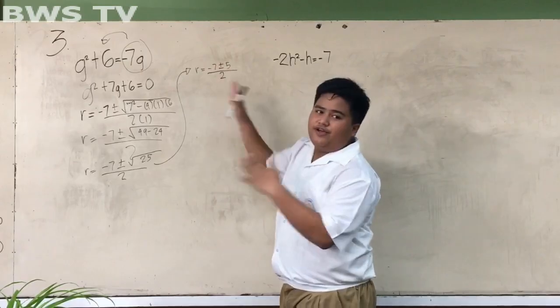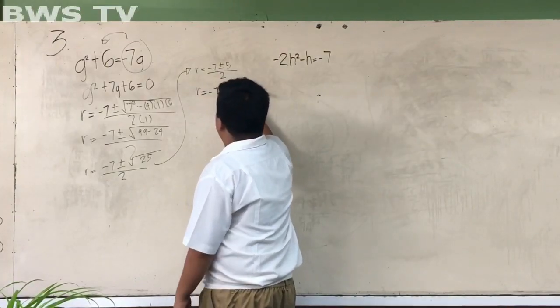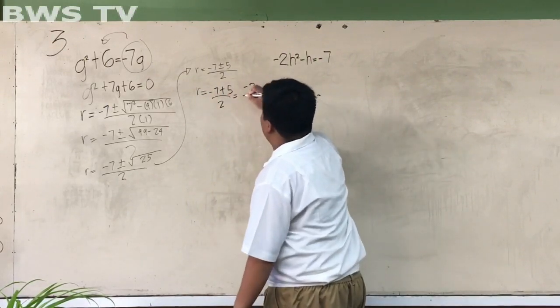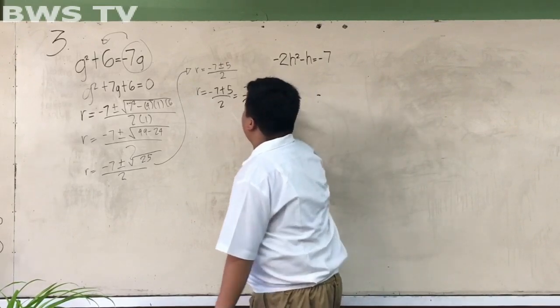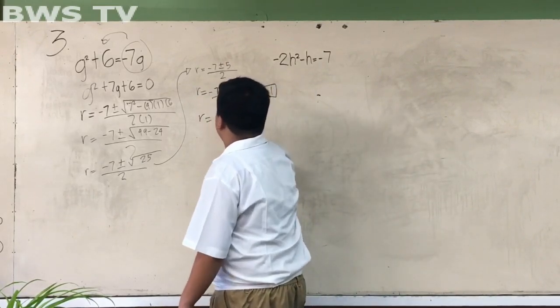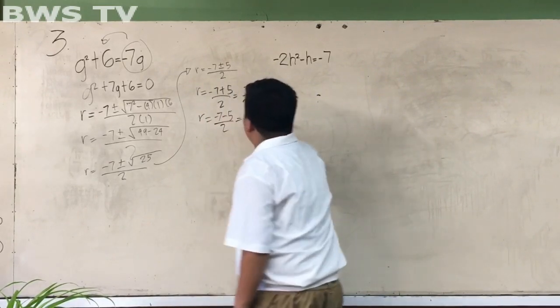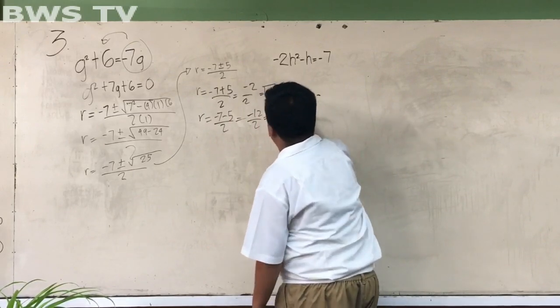Then we're going to divide this. r is equal to negative 7 plus 5, which is negative 2, over 2, which is equal to negative 1. Then the other r is equal to negative 7 minus 5 over 2. This will be negative 12 over 2, which is equal to negative 6.